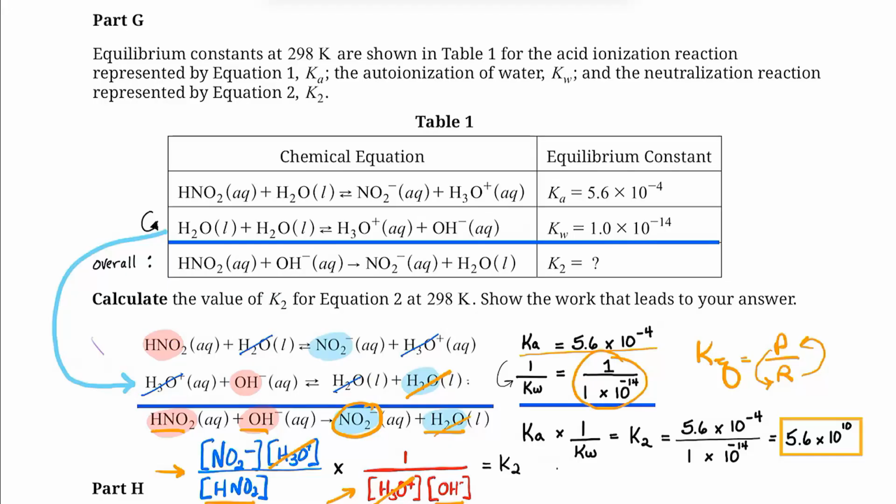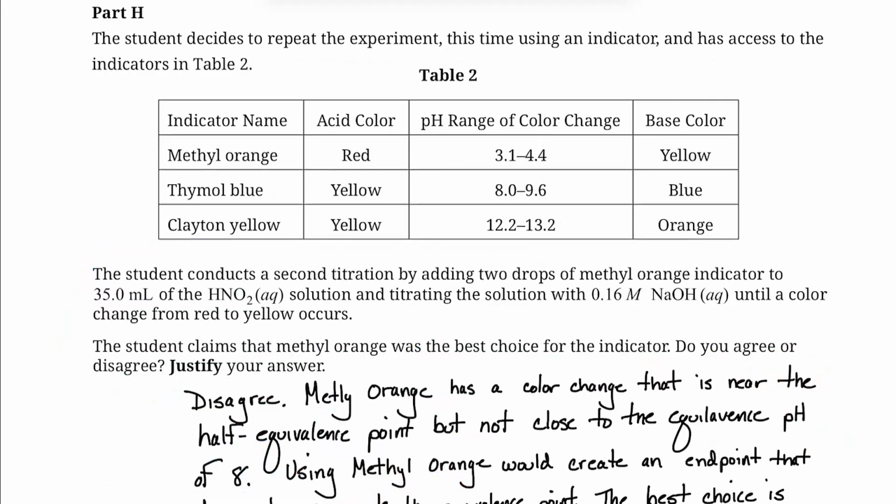On to part H. Number 3, part H: a student decides to repeat the experiment, this time using an indicator, and has access to the indicators in table 2. The experiment they're talking about is the acid-base titration, where they plotted the change of pH over the milliliters of base that was added. And we got ourselves a classic weak acid, strong base curve. If I wanted to redraw that, it would look something like this. It started low, kind of ballooned up. We had an equivalence pH that was about 8-ish.